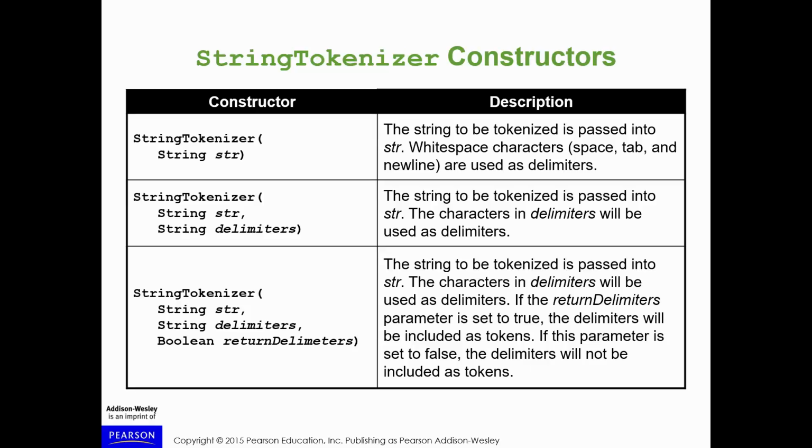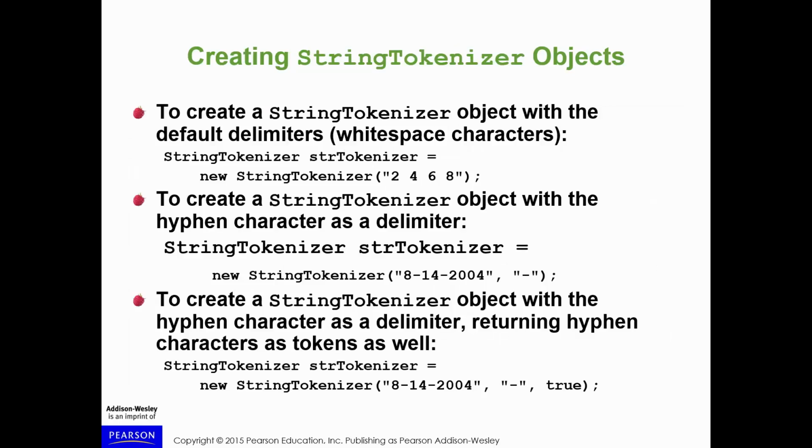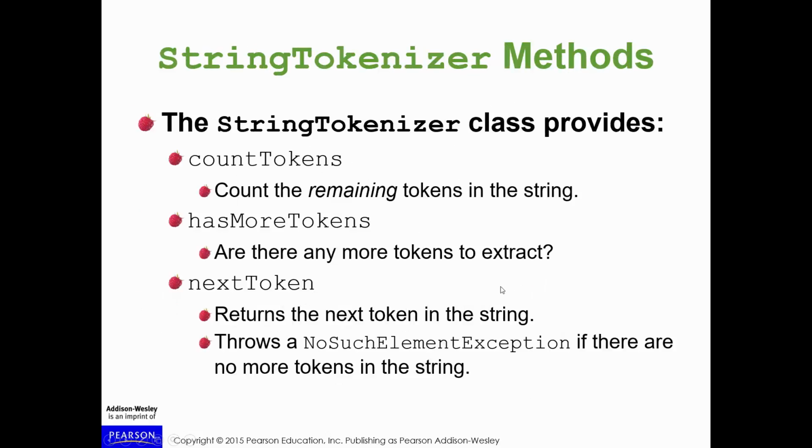And here are the 3 different constructors that are available for it. So here is creating a string tokenizer with the default delimiters, just blank space. Here, we're creating it and letting it know that the delimiter is not the default, it's the minus sign. Sometimes when you work with this, you can have more than one delimiter. For instance, if I was breaking up an email address, I might have the @ sign, I might have periods, and some other stuff.